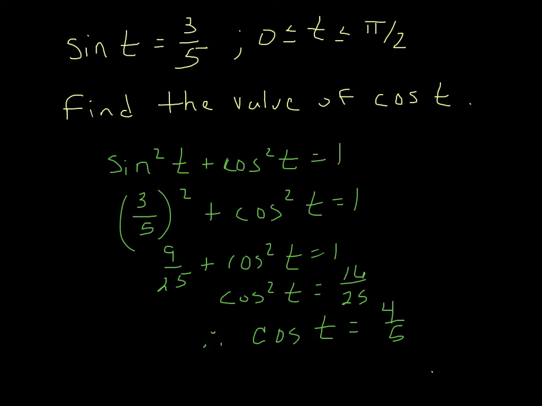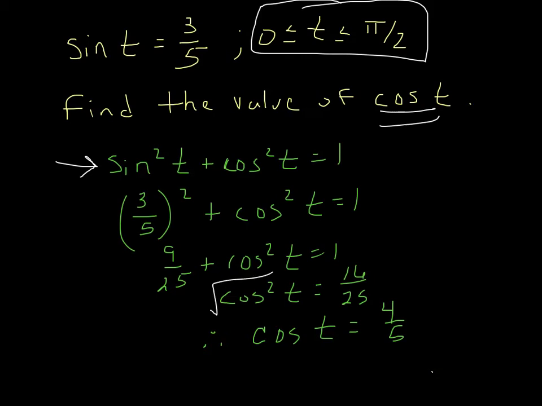Okay? So if I know that the sine of t is 3/5 and t is between 0 and pi over 2, then I can use that sine value to figure out the cosine by using the Pythagorean identity. I know the sine is 3/5, so sine squared of t means 3/5 squared, plus cosine squared equals 1. So 3/5 squared is 9/25. When I subtract that from both sides, I get cosine squared equals 16/25.